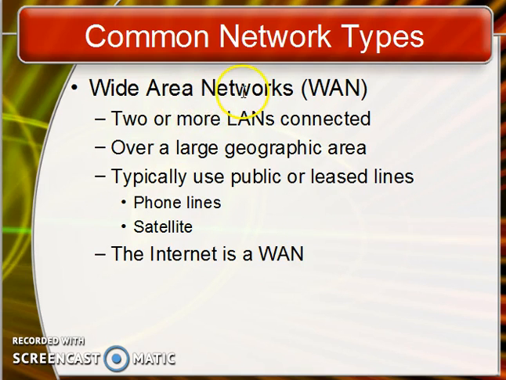The next type of network is WAN, that is wide area network. Here more than one LAN is connected and it is distributed over a geographical area. Basically it uses phone lines or satellite, and the latest example of a WAN, that is wide area network, is the internet.